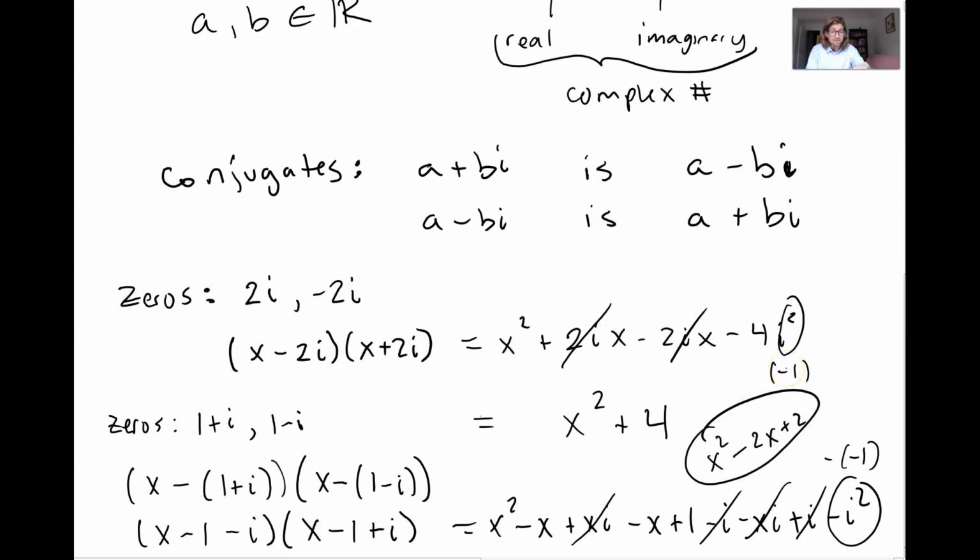So from this polynomial, which looks like something we've worked with before, you get imaginary zeros. So this is what we're going to be working with on Friday.